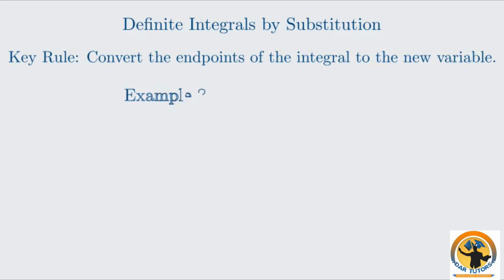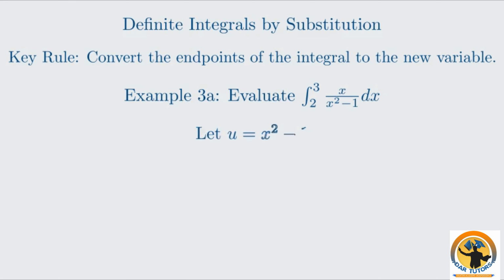Let's evaluate the integral from 2 to 3 of x over x squared minus 1. We look for a part of the function whose derivative is also present. Here, the derivative of x squared minus 1 is 2x, and we have an x in the numerator. So we let u equal x squared minus 1. Differentiating with respect to x, we get du dx equals 2x. Rearranging, we find that x dx is equal to 1/2 du.